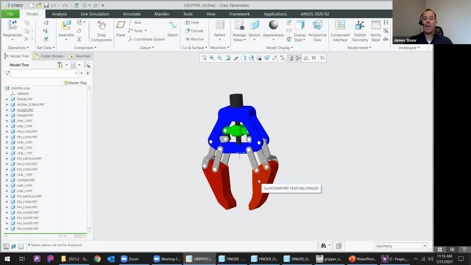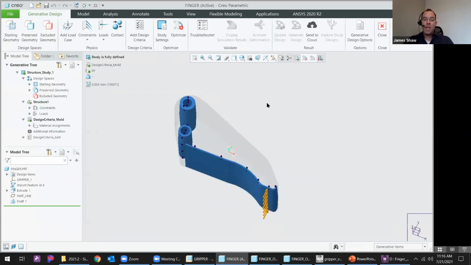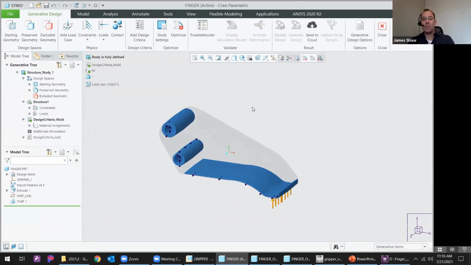So I'm going to show you an example of that, and show you how we might take this gripper finger, for example, and incorporate some of the manufacturing constraints into our generative topology optimization tool here. On the left-hand side, we have a typical model tree you might find in any other CAD design platform, with the features that we're going to be editing for a second, so I can show you how they were built.